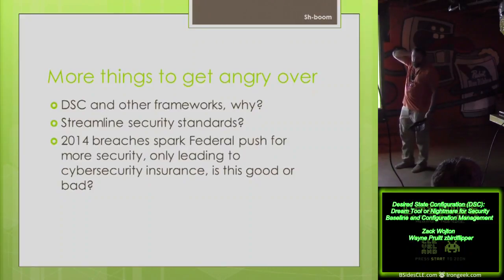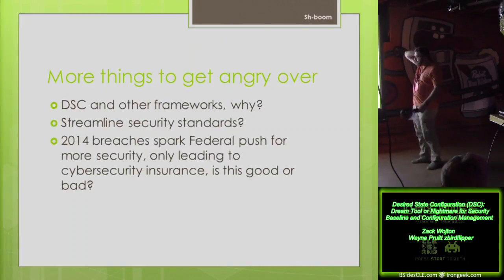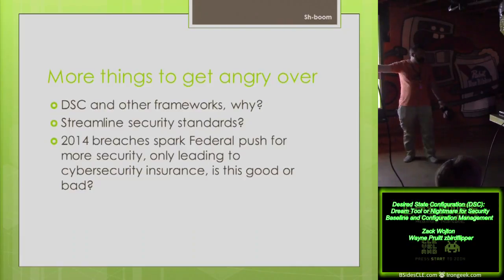I mean, the popularity of Windows phones. That was a joke. You can control those through DSC, all kinds of stuff. How many people like security standards, right?